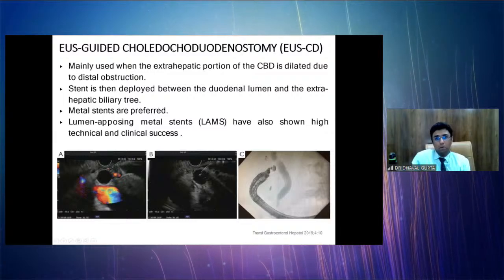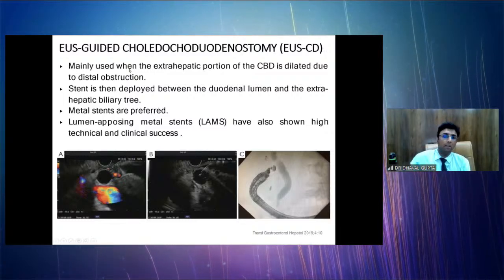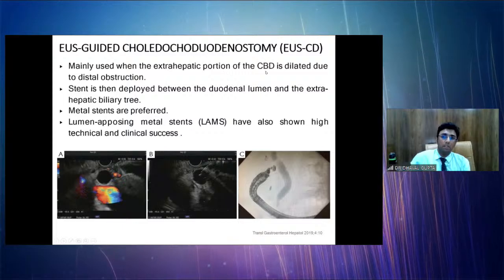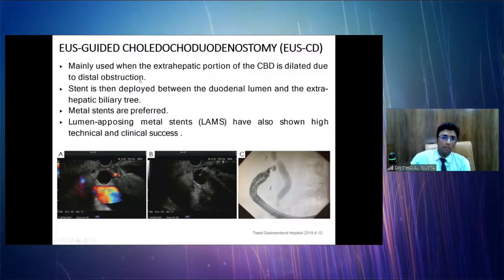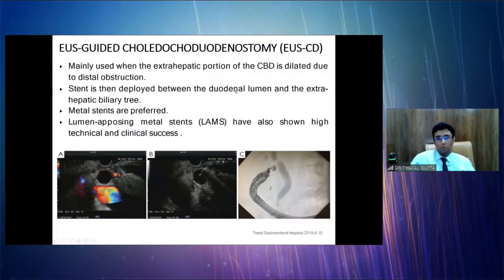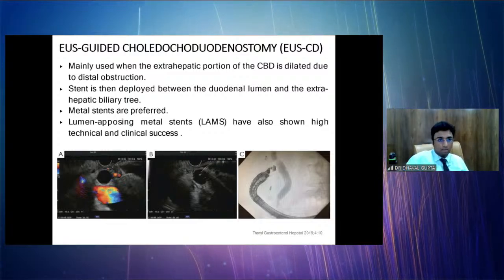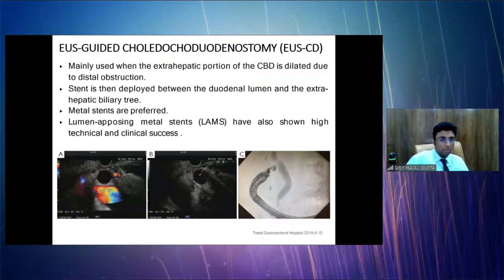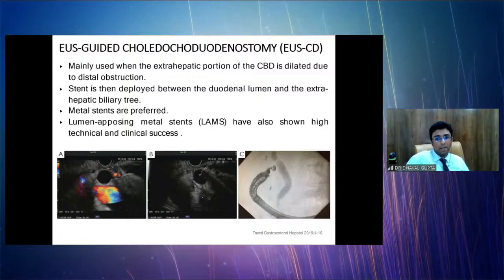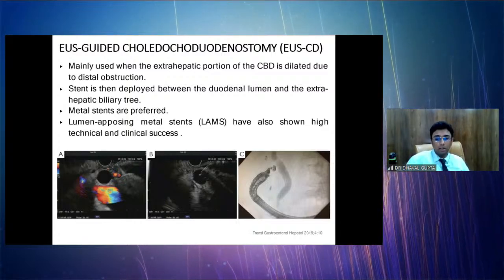US-guided choledochoduodenostomy is mainly used when the extrahepatic portion of the CBD is dilated due to a distal obstruction. A stent is then deployed between the duodenal lumen and the extrahepatic biliary tree. And as previously told, metal stents are always preferred. Lumen-apposing metal stents have also shown a high technical and clinical success ratio.